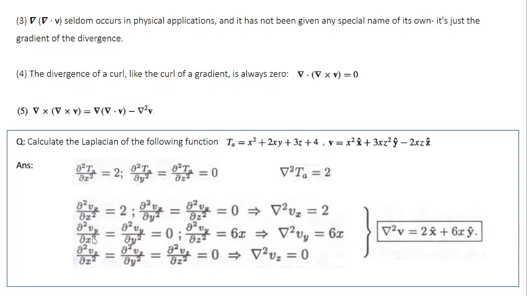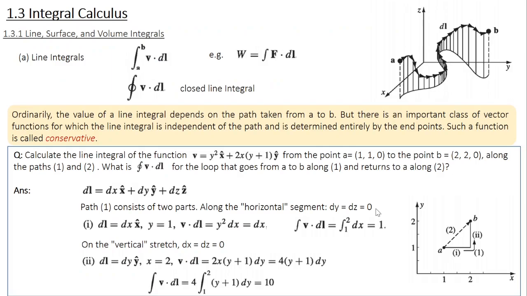The same way you can find del square vy and del square vz and write it in the component form. You get the total second derivative, del square v equals 2x cap plus 6xy cap. So you just follow the definition of the del operator and the Laplacian operator. You can derive all these values. So that's about differential calculus of vectors. Let's now move on to the integral calculus.